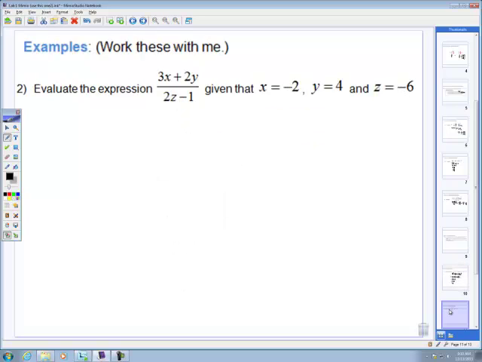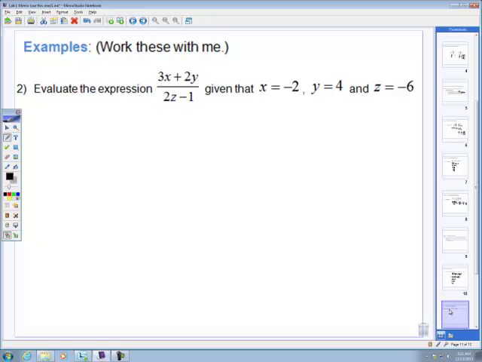All right, now here we have another algebraic expression that we need to simplify. In this case, we have a numerator and denominator. How many variables do we see? That's right, 3 variables. So our variables are x, y, and z. We're given that x is -2, y is 4, and z is equal to -6.